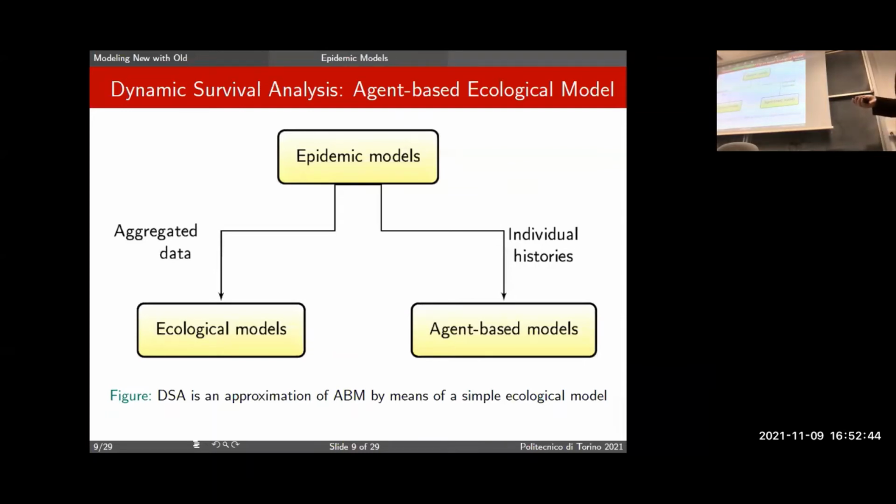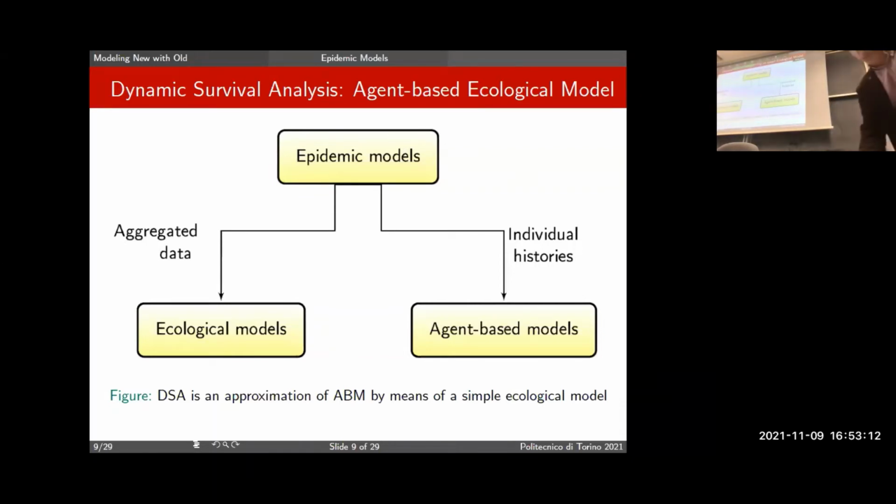So the notion is that this epidemic modeling really can be divided into two subcategories. You either do something which is called ecological modeling, build ecological models, which means you're aggregating up some empirical data and you're modeling the aggregated data. So in some sense, you're looking at averages. You're interested in an average behavior.